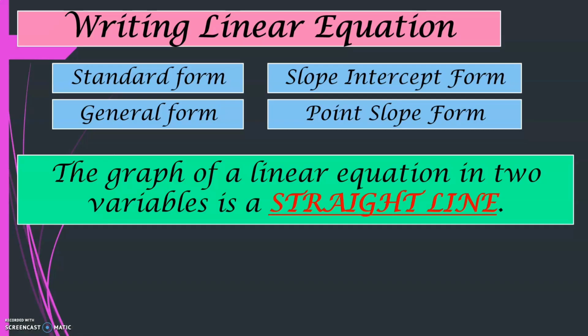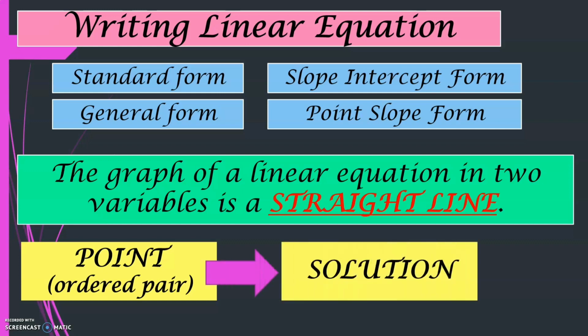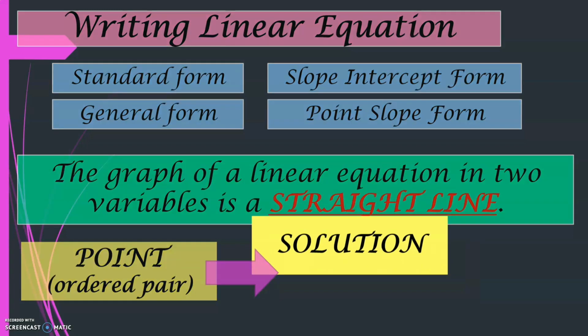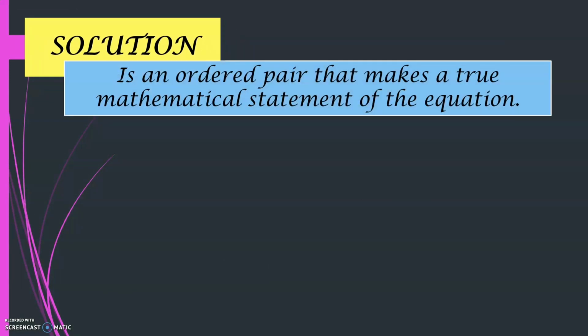We obtain the graph of a linear equation in two variables by plotting the points and connecting them on the coordinate plane. So points are associated with ordered pairs. These points are what we call the solution of the linear equation in two variables. Solution of a linear equation in two variables is an ordered pair that makes a true mathematical statement of the equation.